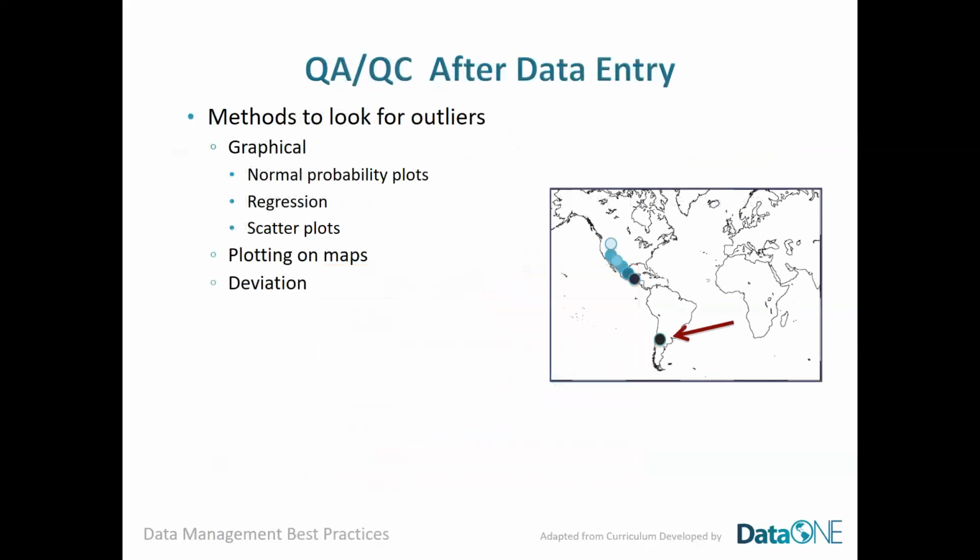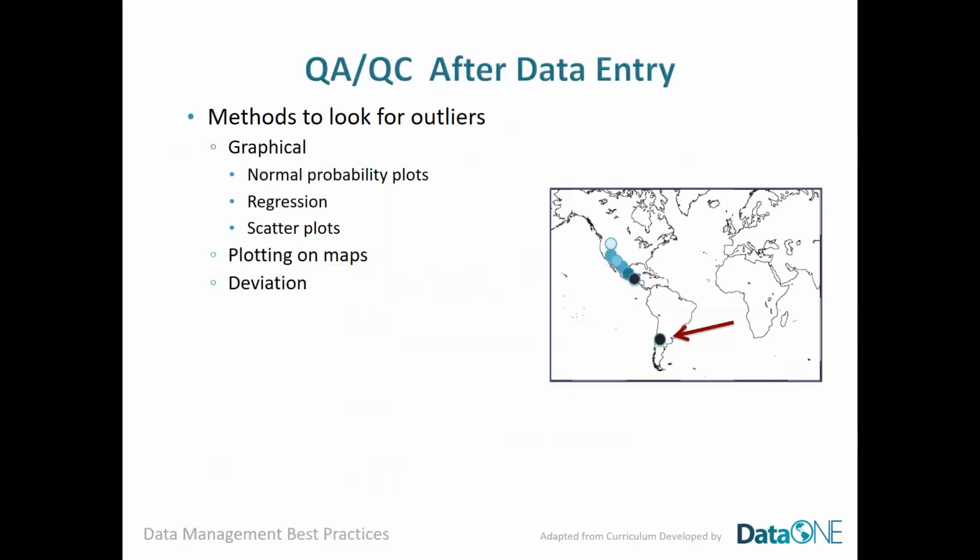One common strategy for identifying outliers is using graphical methods. For instance, normal probability plots, regression, as in the previous slide, or a scatter plot. If data are geographical in nature, mapping the points can be helpful to ensure latitude and longitude were correctly entered. This map shows an example of an error that is the result of misentering latitude data.